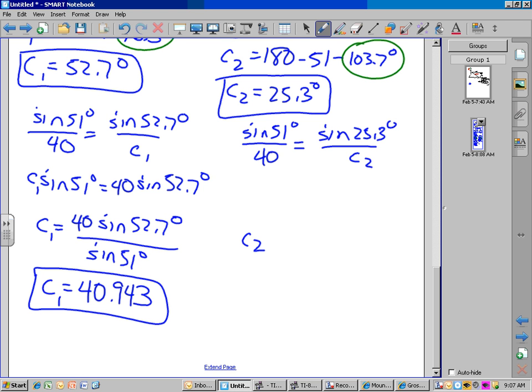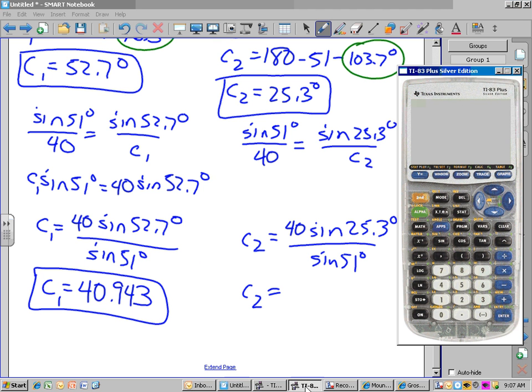Just so you know, C1 and C2 are going to be solved the exact same way. If you don't want to go through the work again, you don't have to. You can look down here and say, okay, 40 sine of 25.3 over the sine of 51, and just type that in. 21.996.